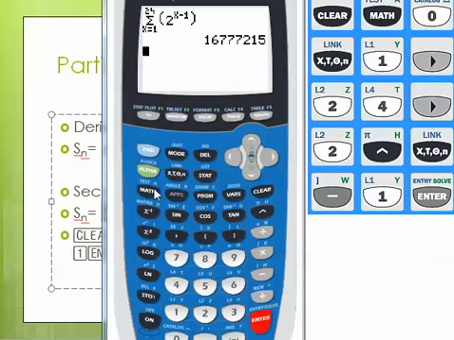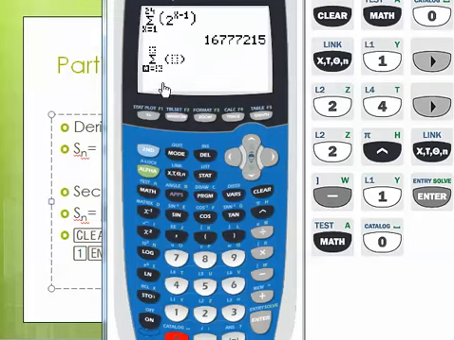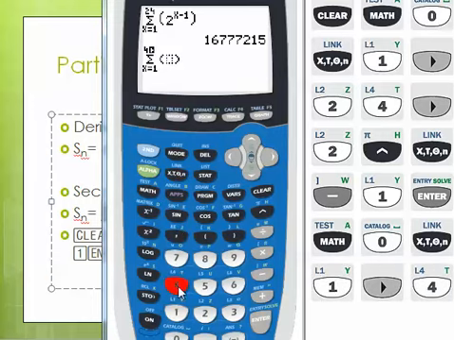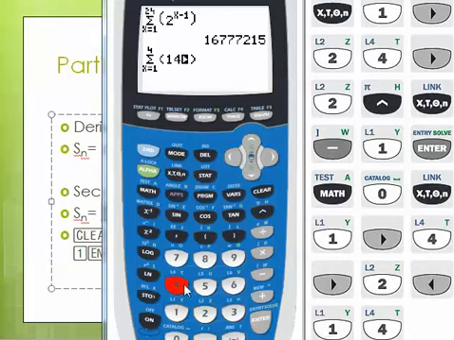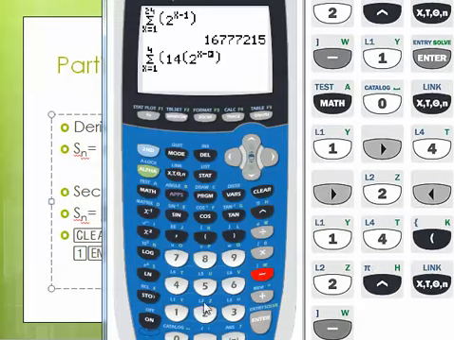So I'm going to press Math. I'm going to press 0, because I want it to be the summation. And I'm going to say variable 1, and I'm going to press this forward button so that it goes forward to there, 4, because I was taking the summation of the first four terms, and it was, oops, wait a second, it was 14 times 2 raised to the variable minus 1, x minus 1. Okay?